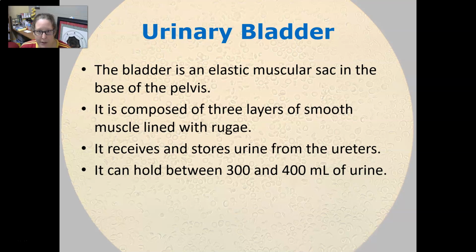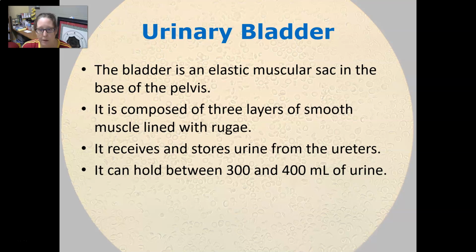Next is the urinary bladder. The bladder is an elastic muscular sac in the base of the pelvis. It's composed of 3 layers of smooth muscle that's lined with rugae. We've seen rugae already in the digestive system. They're folds, right? Whenever you see folds like that, it's usually so that the organ can distend or become more inflated, except it's not with air, it's with water or urine.